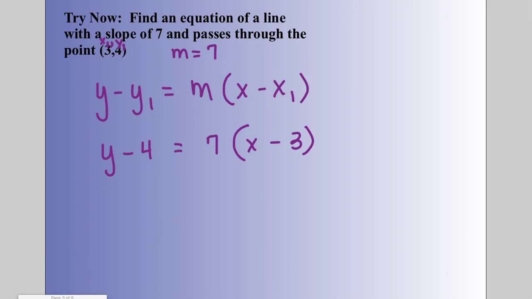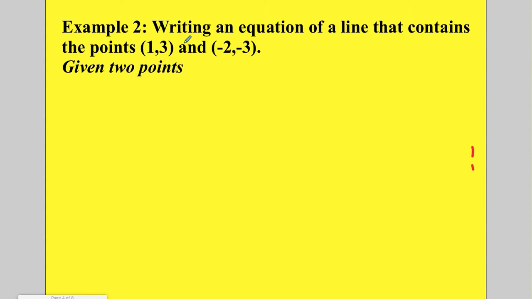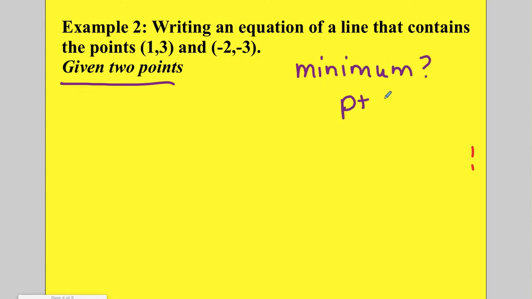Let's try a different example. What if I ask you to write an equation of a line that contains the points (1, 3) and (-2, -3)? So I'm given 2 points. Well, that's when I have to ask myself the question, what's the minimum I need to write an equation of a line? What's my minimum? Look above. My minimum is I need a point and a slope. Not just a point, I need a point and a slope.